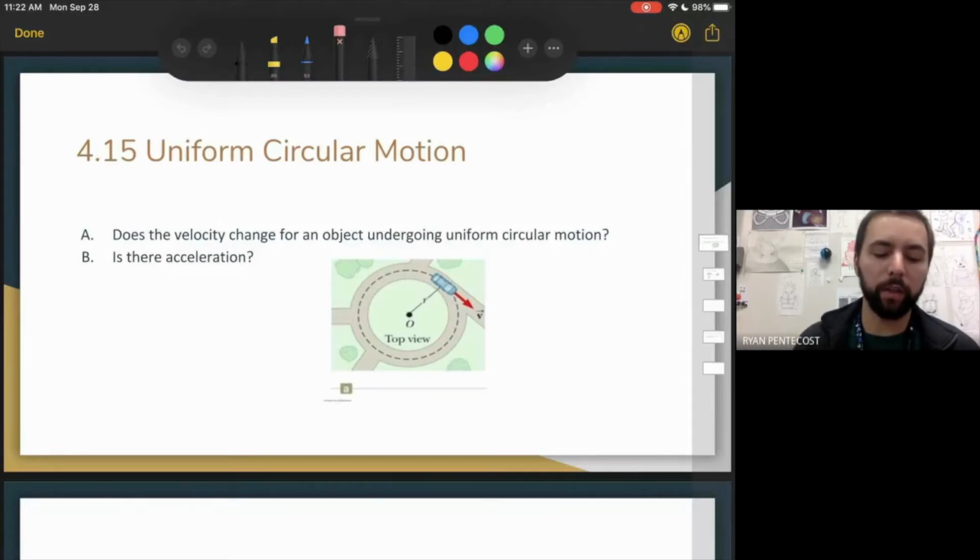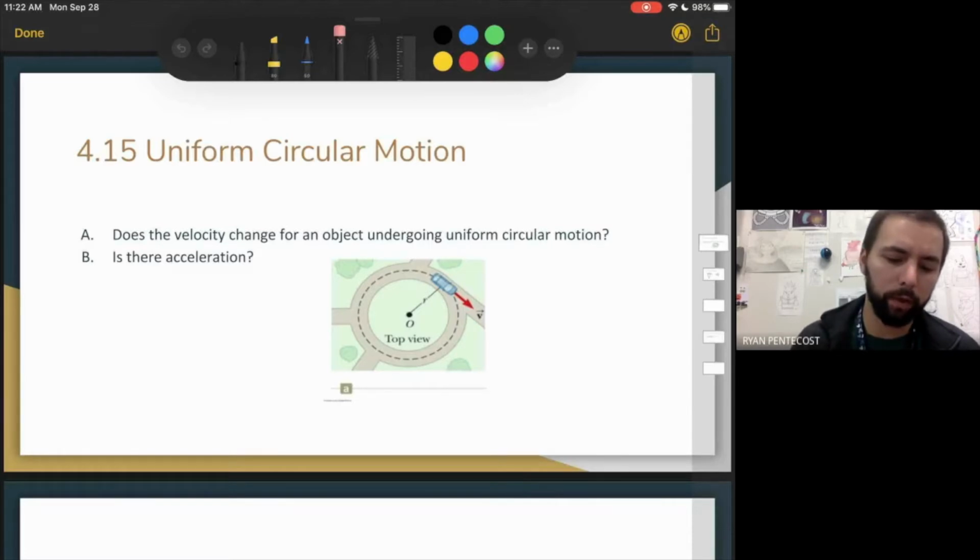Does the velocity change for an object undergoing uniform circular motion? So the term uniform makes it sound like it's going to go the same speed no matter what, right? And that's usually true. We are going to talk about things that are moving in a circle or moving in an arc that we can call part of a circle, right? But they're going to use a constant speed.